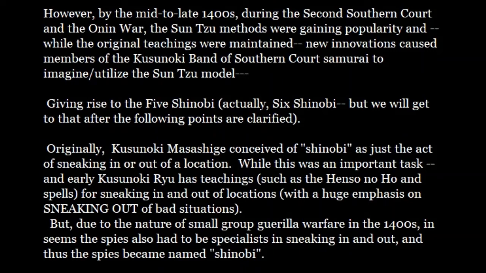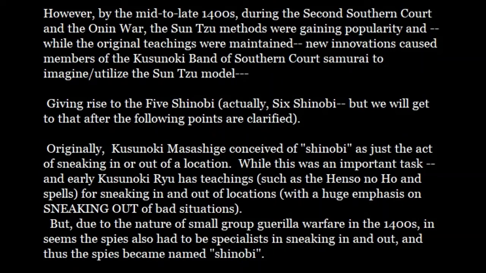However, by the mid to late 1400s, during the period of the Second Southern Court and the Onin War, the Sun Tzu methods gained popularity. And while the original teachings based on the 6 secret teachings were maintained and retained, new innovations caused members of the Kusunoki band of Southern Court samurai to imagine and utilize the Sun Tzu model. And this gives rise to the 5 shinobi. Now actually, it's the 6 shinobi, but we'll get to that later on, after we clarify some of these other points.